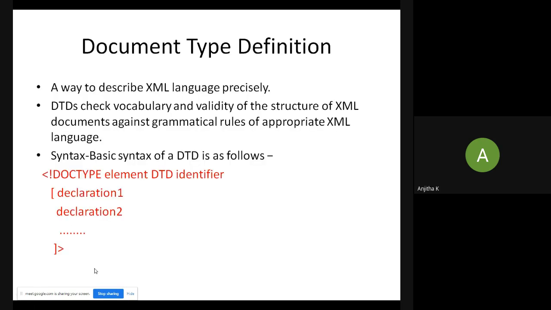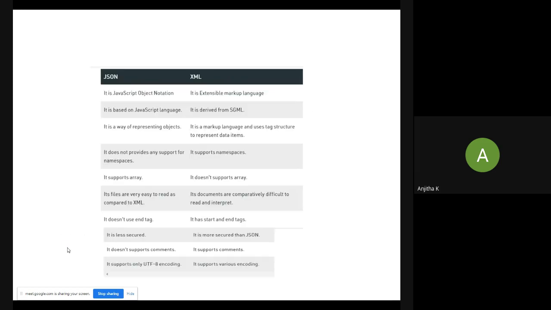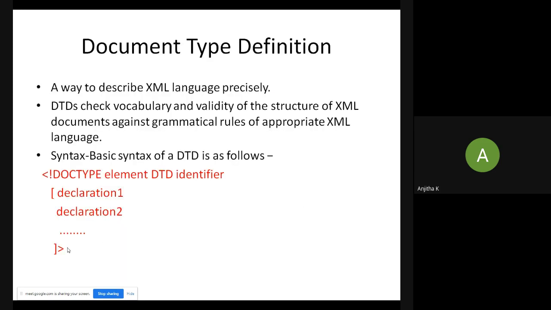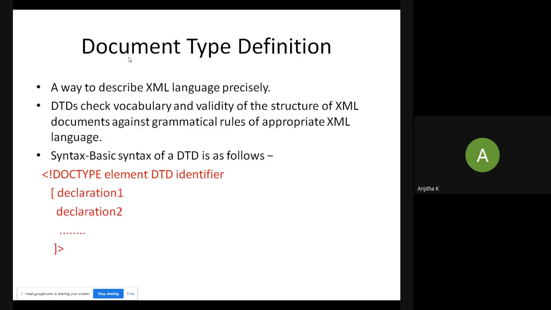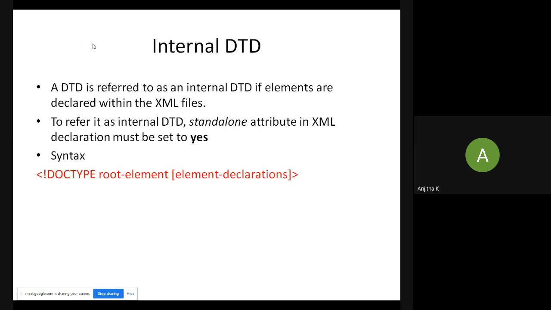Okay. So by this we have completed the fifth module. This is the last topic of the fifth module. But in the question paper, it is seen that document type definition has been a question, two times, in the university question paper.